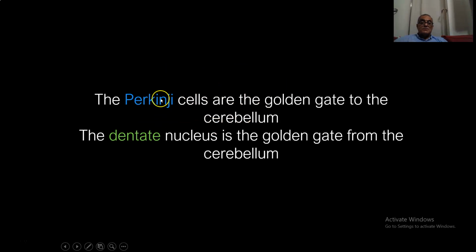So we can say that the Purkinje cells are the golden gate to the cerebellum. All afferents relay in the Purkinje cells, and the dentate nucleus is the golden gate from the cerebellum. So the fibers of the Purkinje cells relay with the dentate nucleus, which gives rise to the efferents from the cerebellum.